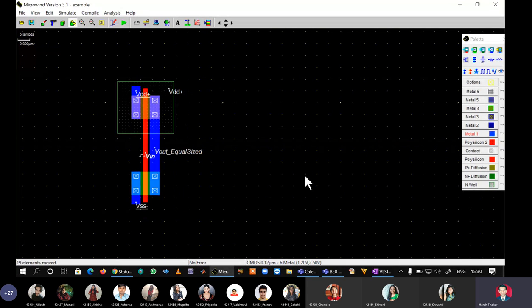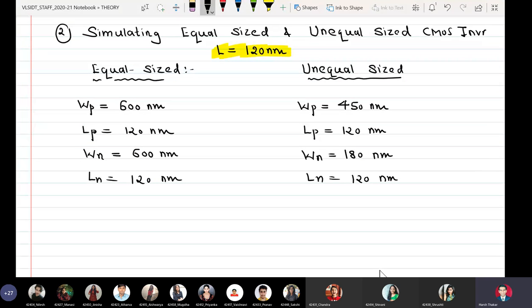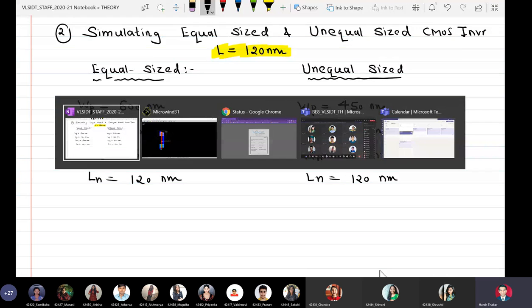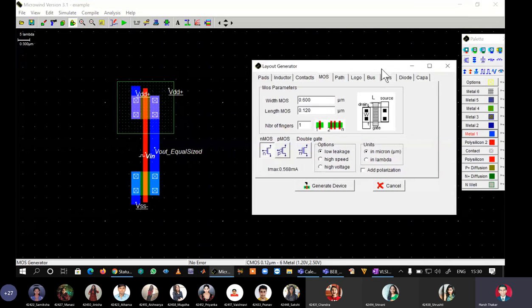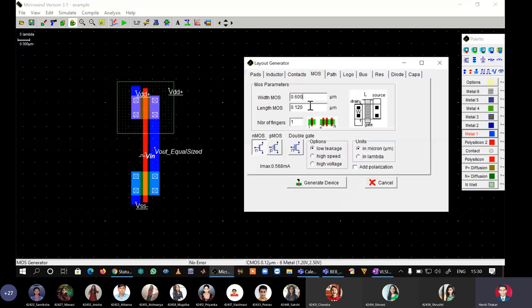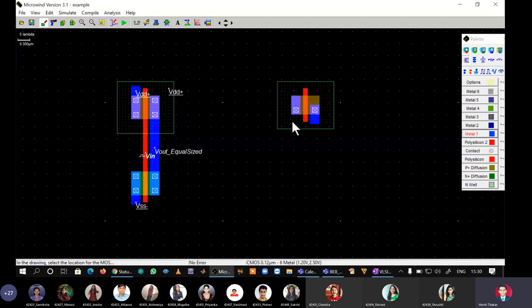So this is my inverter with equal sizes. So it is 600 and 120. So now I will use sizing 450 by 120 for PMOS, and NMOS is 180 by 120.